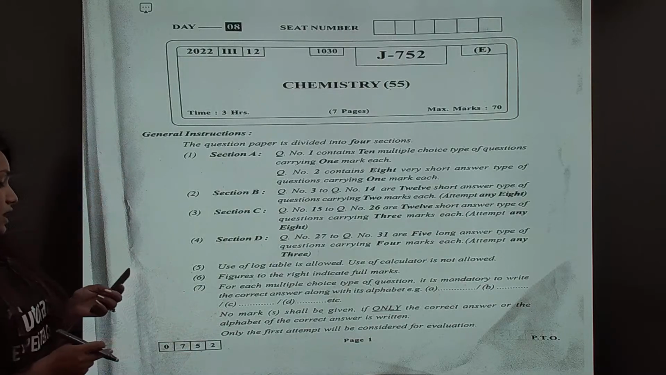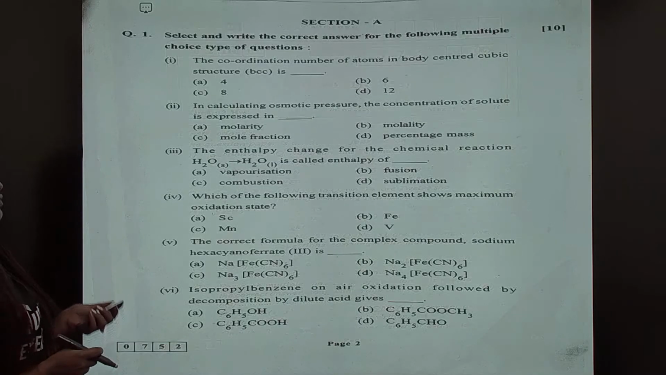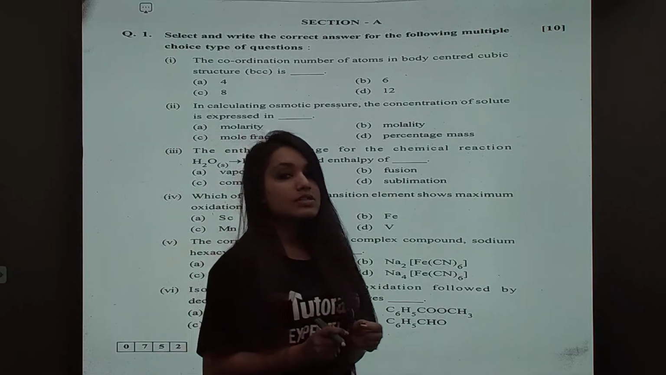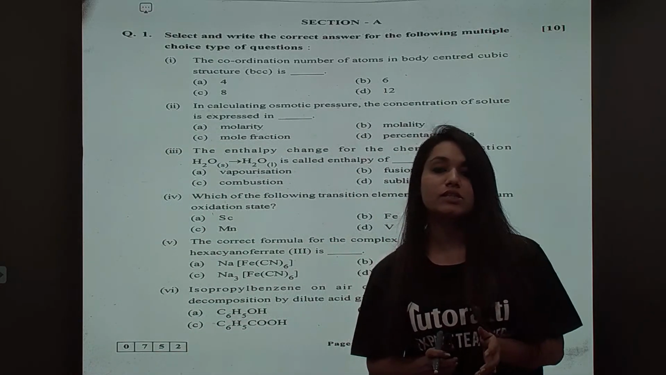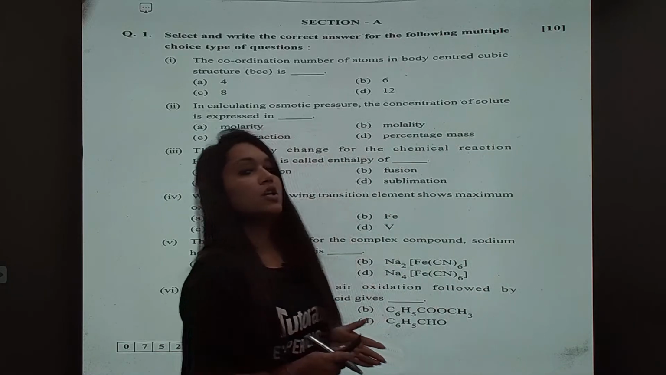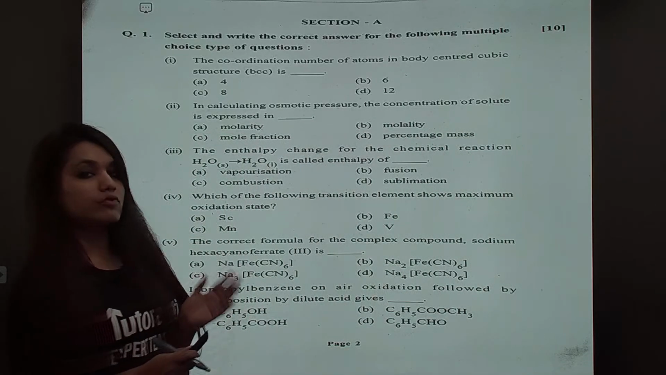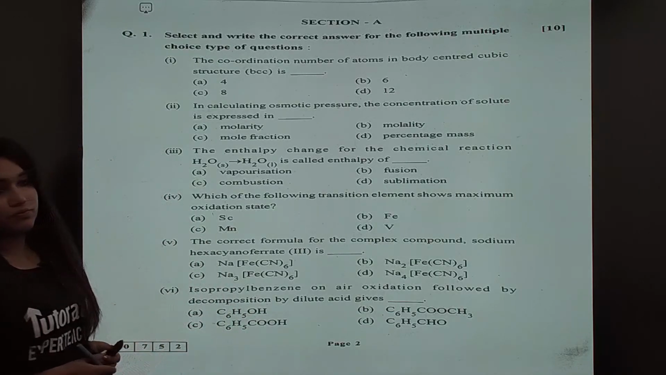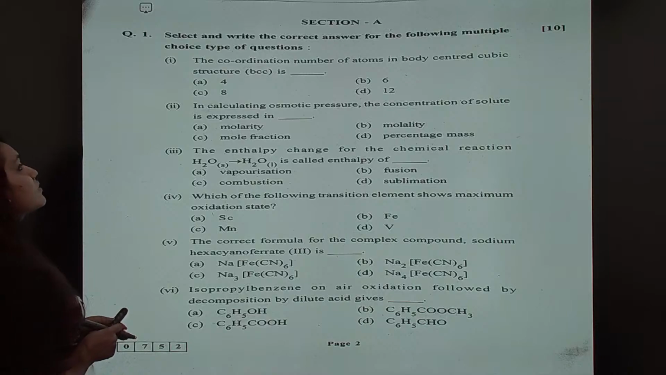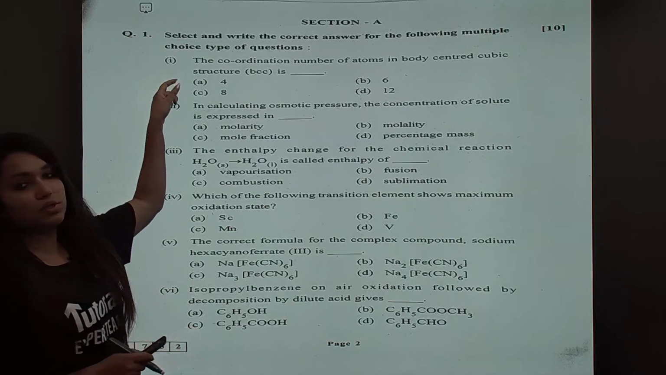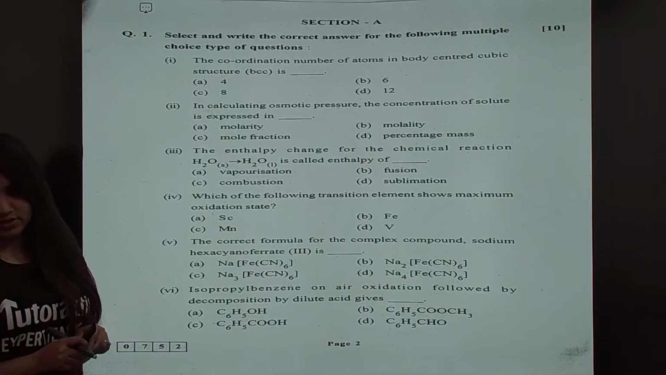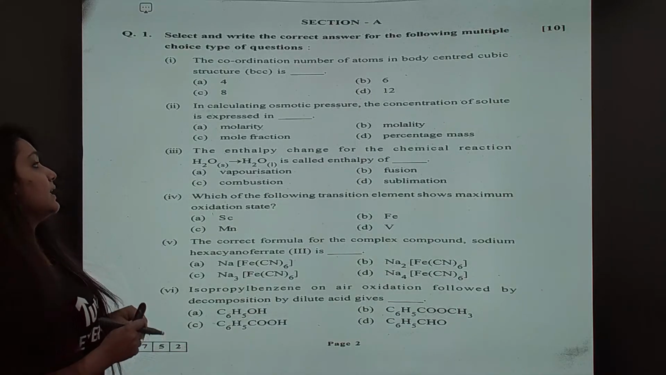Let's start with the question paper, starting with the first section. As we all know, the first section contains MCQs. So, let us look at the first MCQ, the 4 options, and see what the answers will be. Starting with the very first one. The first question says, the coordination number of atoms in body-centered cubic structure, also called BCC, is.